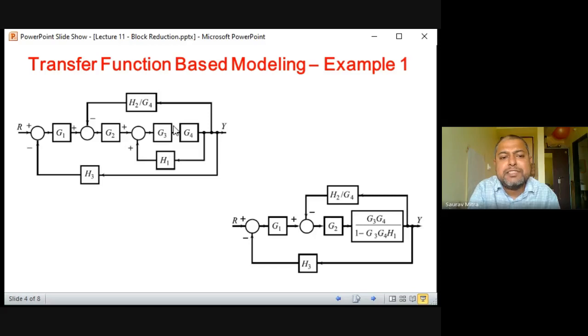Now first you solve this loop. So G3 G4 divided by 1 minus G3 G4 H1, because it is positive feedback, that's why the negative sign is coming here. Then you find that G2 and this solved thing are in cascade. So if you multiply, it becomes G2 G3 G4 divided by 1 minus G3 G4 H1. Then you find this is another loop. That is, G2 G3 G4 by 1 minus G3 G4 H1 is now a forward path gain, and the negative feedback gain is H2 by G4.